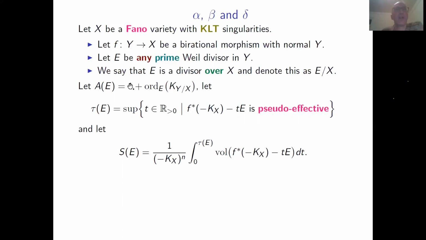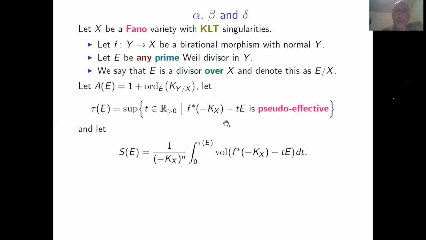This number appears everywhere in, say, the minimal model program. You define singularities of varieties using this number. So for example, being KLT means that these numbers are always positive. So X has KLT singularities if and only if all such numbers are positive for all divisors over X. And then, again, this number A(E) has a local nature. But then we have this global number, tau(E).